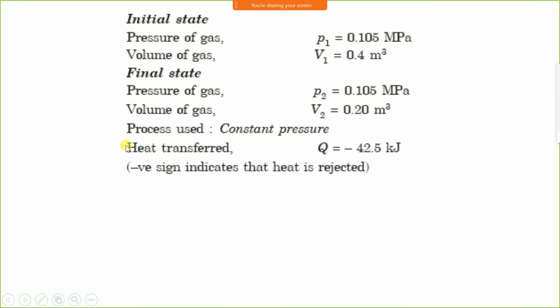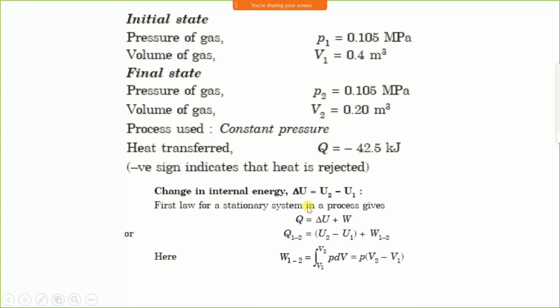We have to calculate heat transfer. Heat transfer Q is equal to minus 42.5 kilojoule because heat is rejected. The negative sign indicates the heat is rejected. Change in internal energy we have to calculate, that is delta U equal to U2 minus U1. Apply the first law of thermodynamics, and what is the formula? Q is equal to delta U plus W, but W is not given. We have to calculate W.